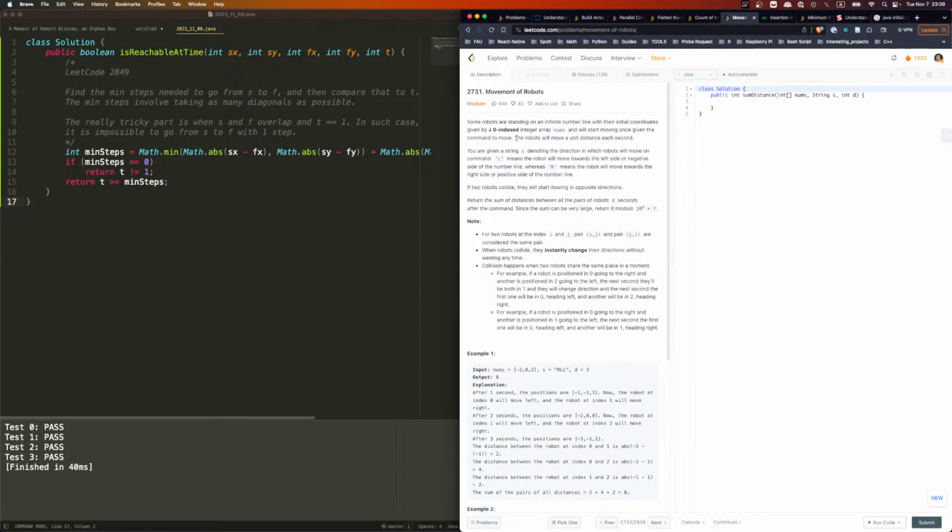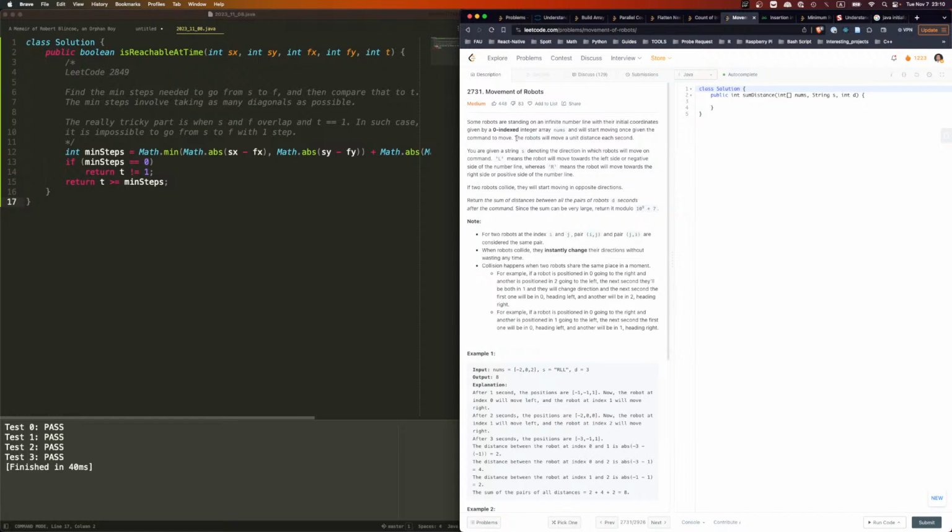Movement of robots. Some robots are standing on an infinite number line, with their initial coordinates given by a zero indexed integer array nums, and will start moving once given the command to move. The robots will move a unit distance each second. You are given a string s denoting the direction in which robots will move on command. L means to go to the left, the negative side. R means to the right.